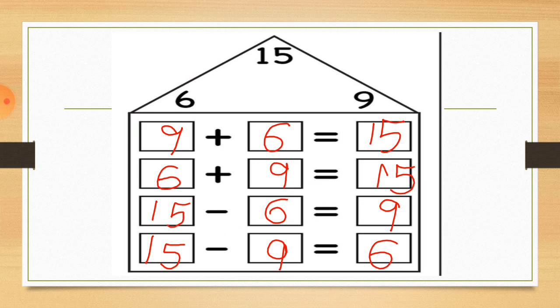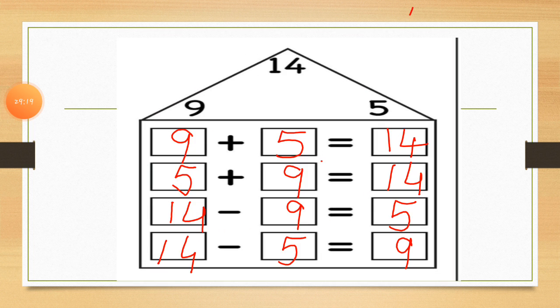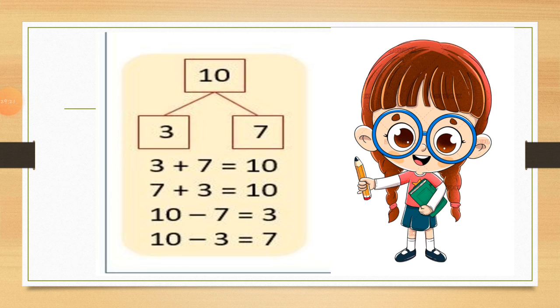So the order of numbers will change, but the numbers will stay as they are in one row, because these numbers are family numbers, students. So hope you understood this and there is no doubt in this. And this is the family number sum. Here you can see this.